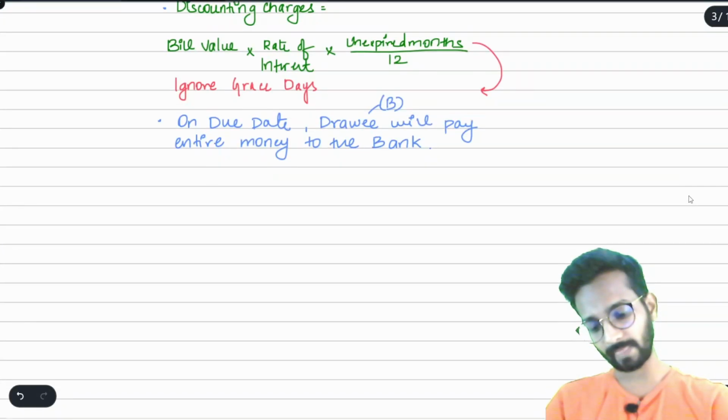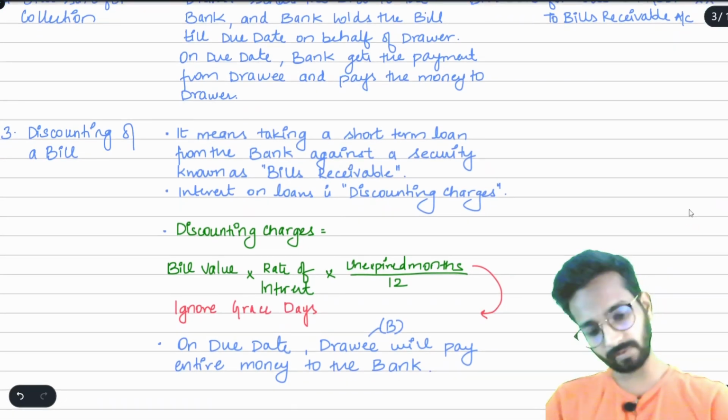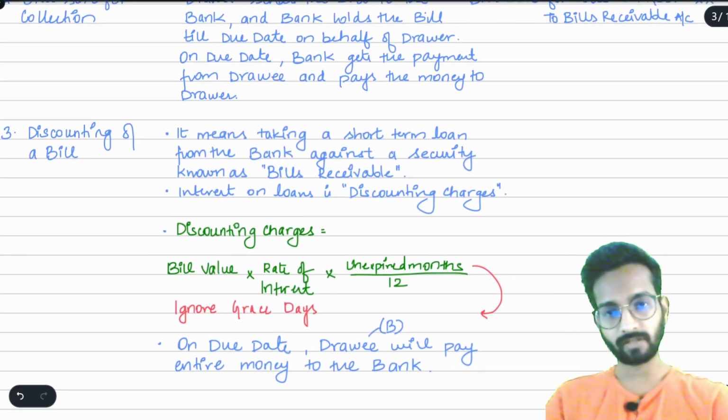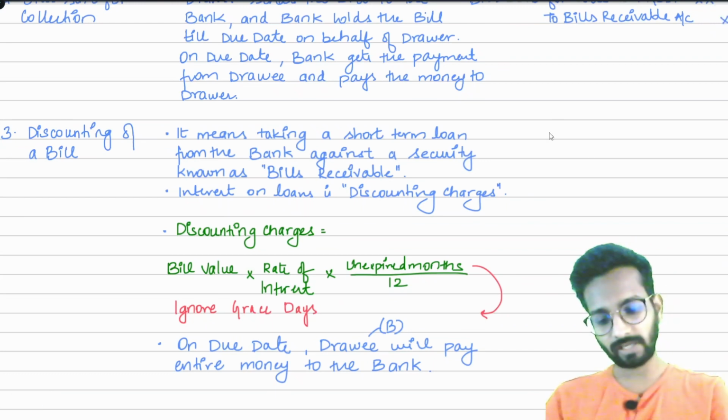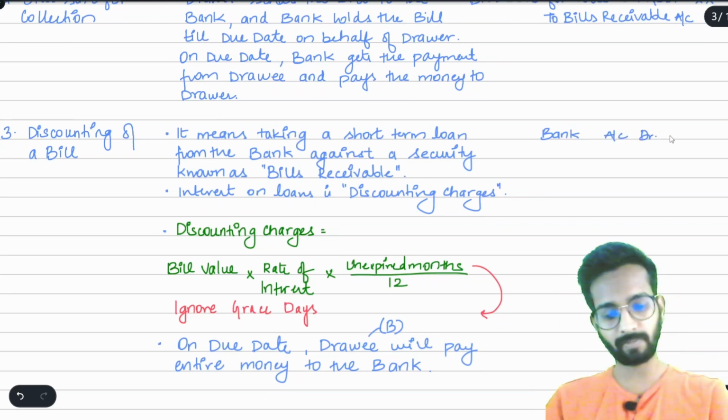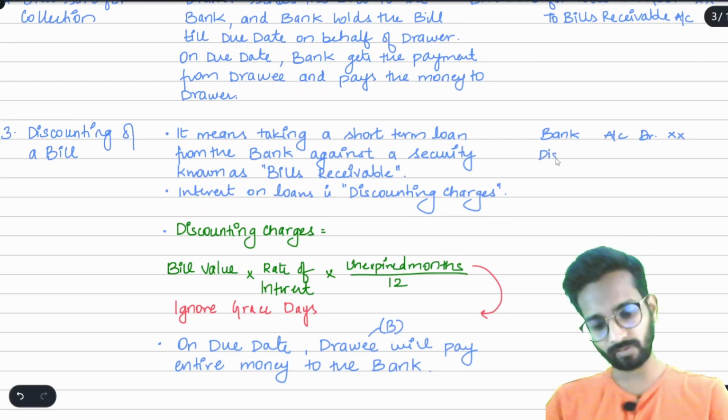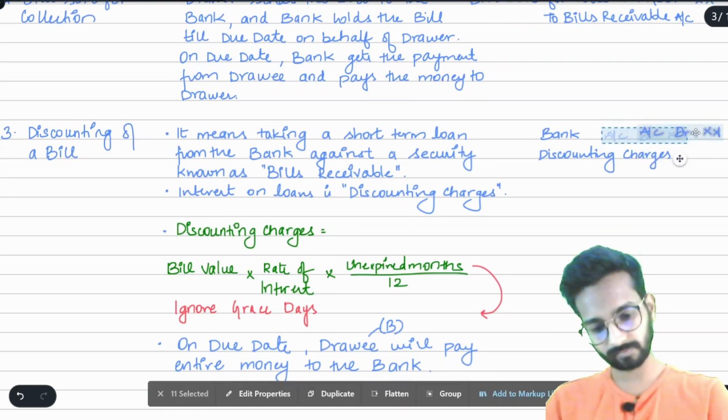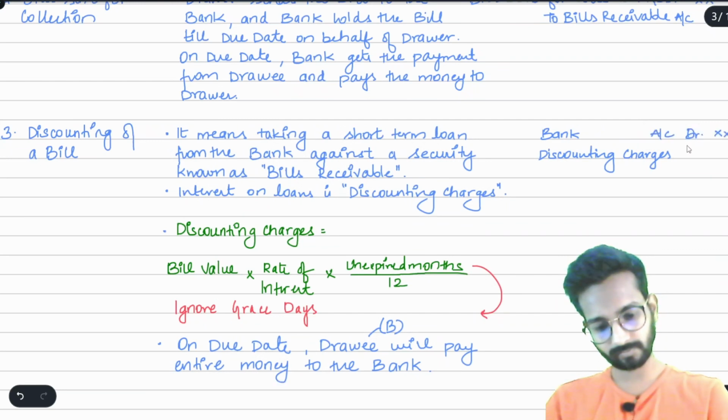Now, discounting of a bill, what will be the journal entry passed? See what is happening. We are receiving the money, so cash account will be debited, or you can say if they are providing us the check, so bank account will be debited. Bank account debited because I am receiving money in my bank account. Now, discounting charges is also my expense only, so I will write here discounting charges debit.